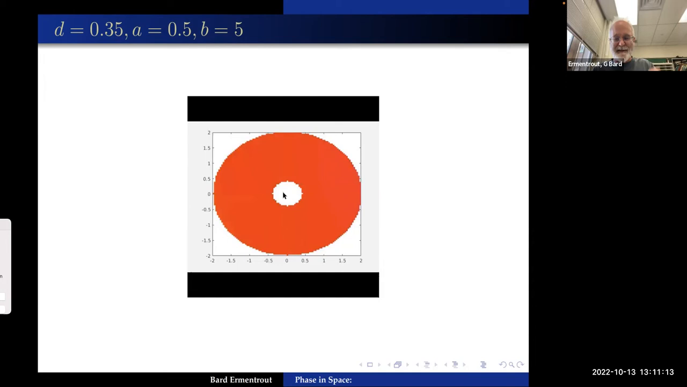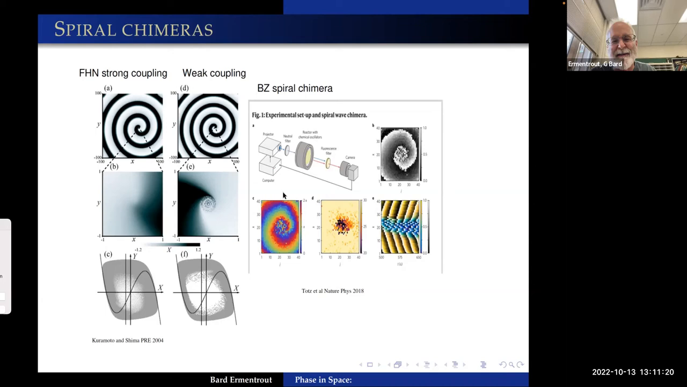So these are all examples of something that was recently discovered, I'd say in the last 20 years, called spiral chimeras. In the Fitzhugh-Nagumo with strong coupling, you can see nice regular rotating spiral waves and everything at the core is pretty cool. But if the coupling gets weak, you can see this instability at the core and this asynchronous behavior. Here's an example of the Belousov-Zhabotinsky reagent of a spiral chimera also. In all these cases, the coupling is non-local.